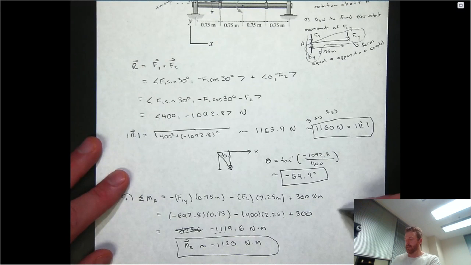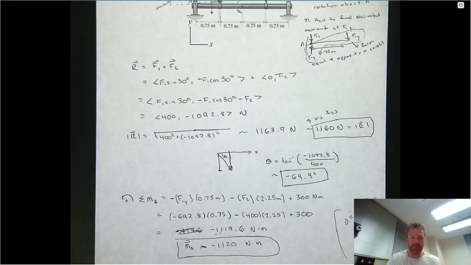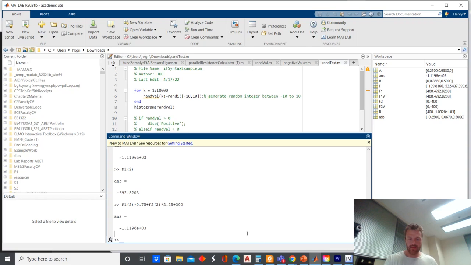So what you would say is that this d is going to be equal to the rotation that you need to induce, which is 1120, divided by whatever the y component of that resultant force is. So it would be 1120 divided by 109.2.8. And that would be, let's just compute it real quick. 1120 divided by 192.8, 1.02 meters about.